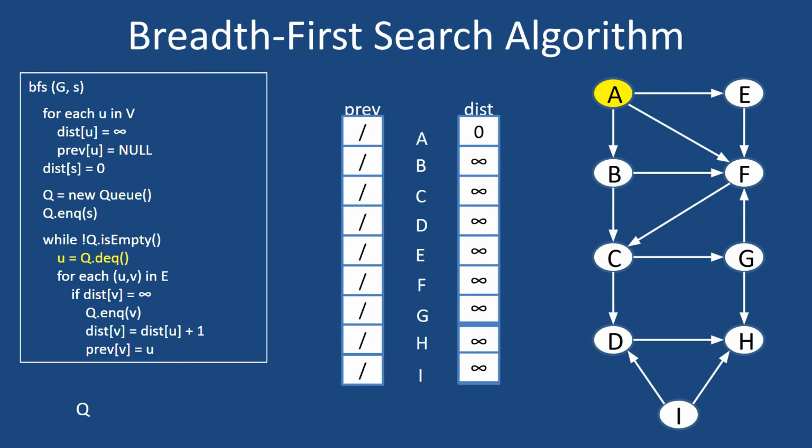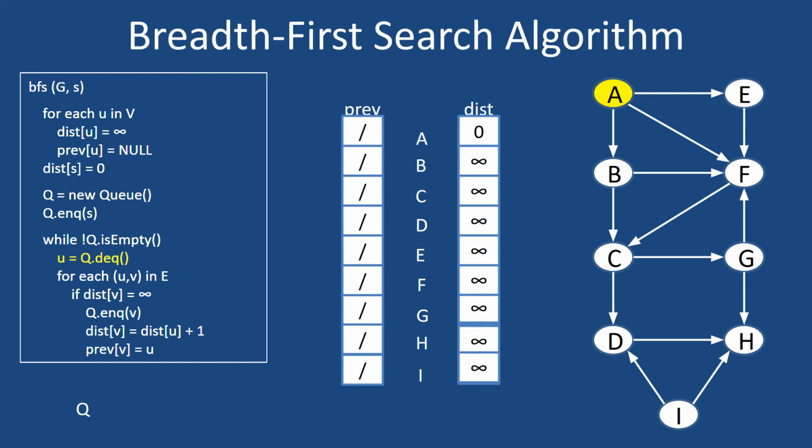We set the previous of that vertex. So V is the vertex we just discovered, where, remember, U is where we are right now. We're looking for an edge from U to V, any edge of the form U to V. So V is where we're going. So V in this case is going to loop through E, F, and B.